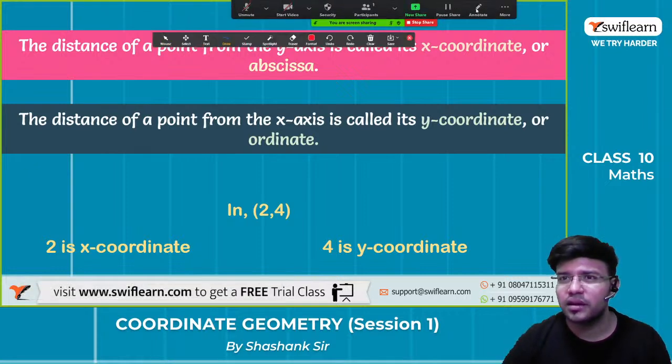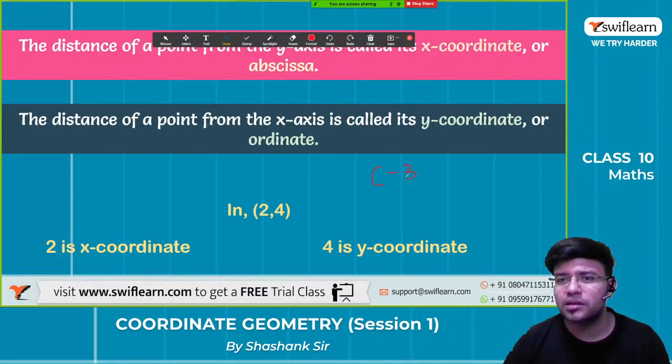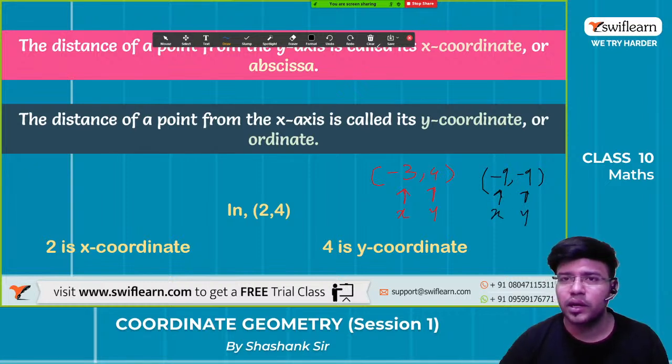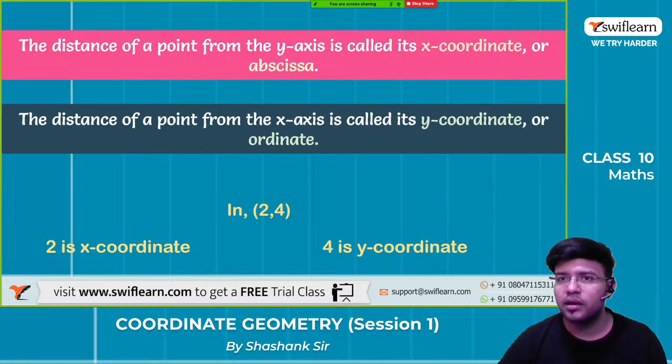Let us take another example, (-3, 4). Here -3 is the x coordinate and 4 is the y coordinate. In another example, (-9, -9), the first one is the x coordinate and the second one is the y coordinate.